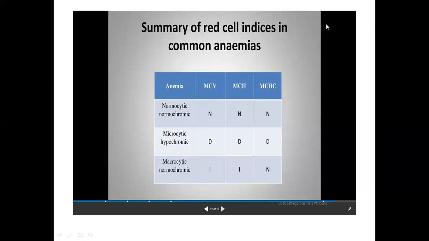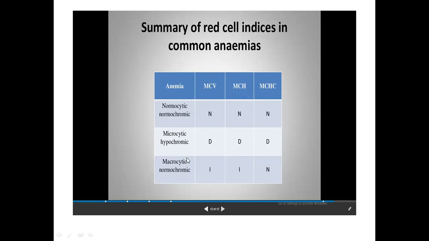So the summary of red cell indices in common anemia. Type of anemia, mean corpuscular volume, mean corpuscular hemoglobin, and mean corpuscular hemoglobin concentration. In normocytic normochromic anemia, what does that mean? Normal size of the cell and normal color index. So in normocytic normochromic anemia, the mean corpuscular volume is normal, the mean corpuscular hemoglobin is normal, and the mean corpuscular hemoglobin concentration is normal also. In microcytic hypochromic anemia, the mean corpuscular volume is decreased, the mean corpuscular hemoglobin is decreased, and the mean corpuscular hemoglobin concentration is decreased.